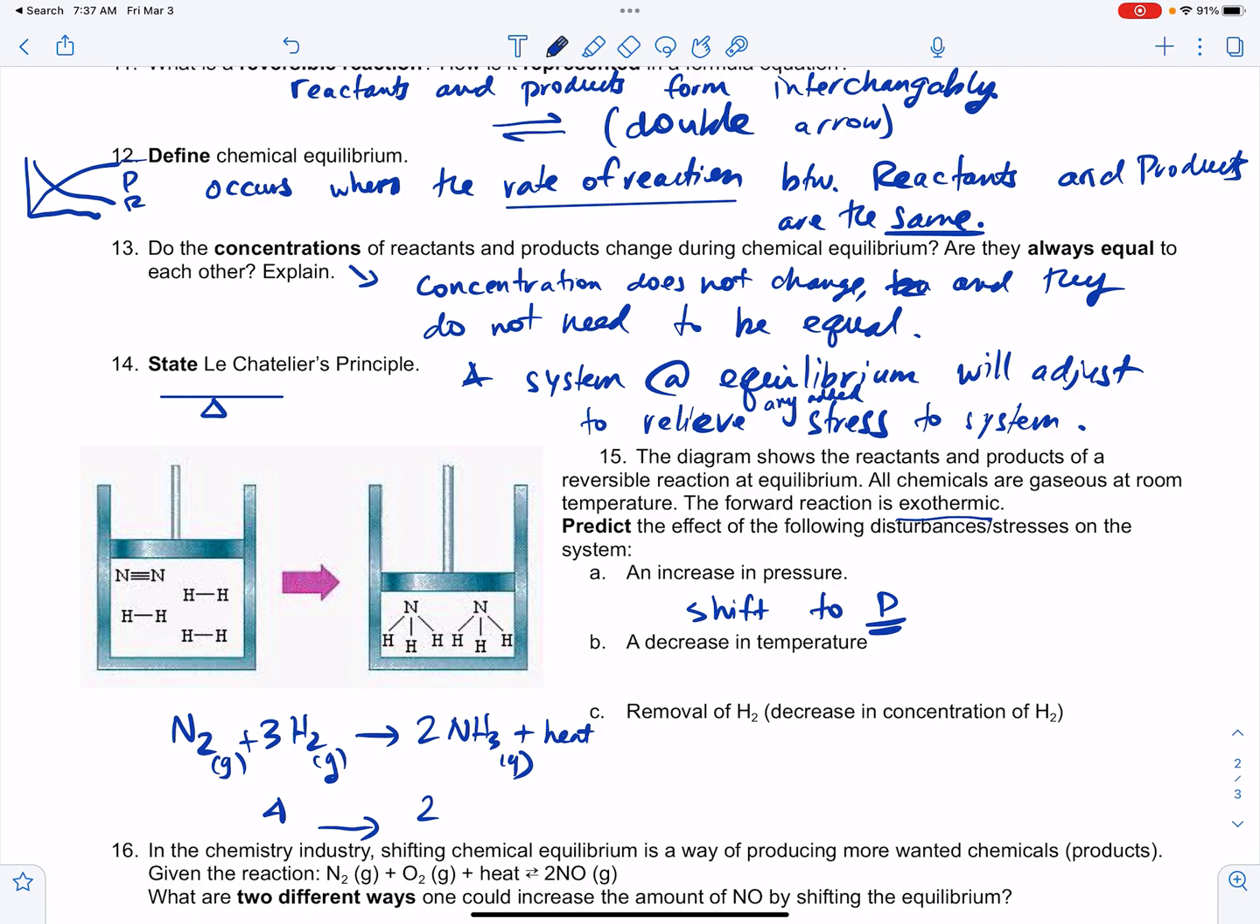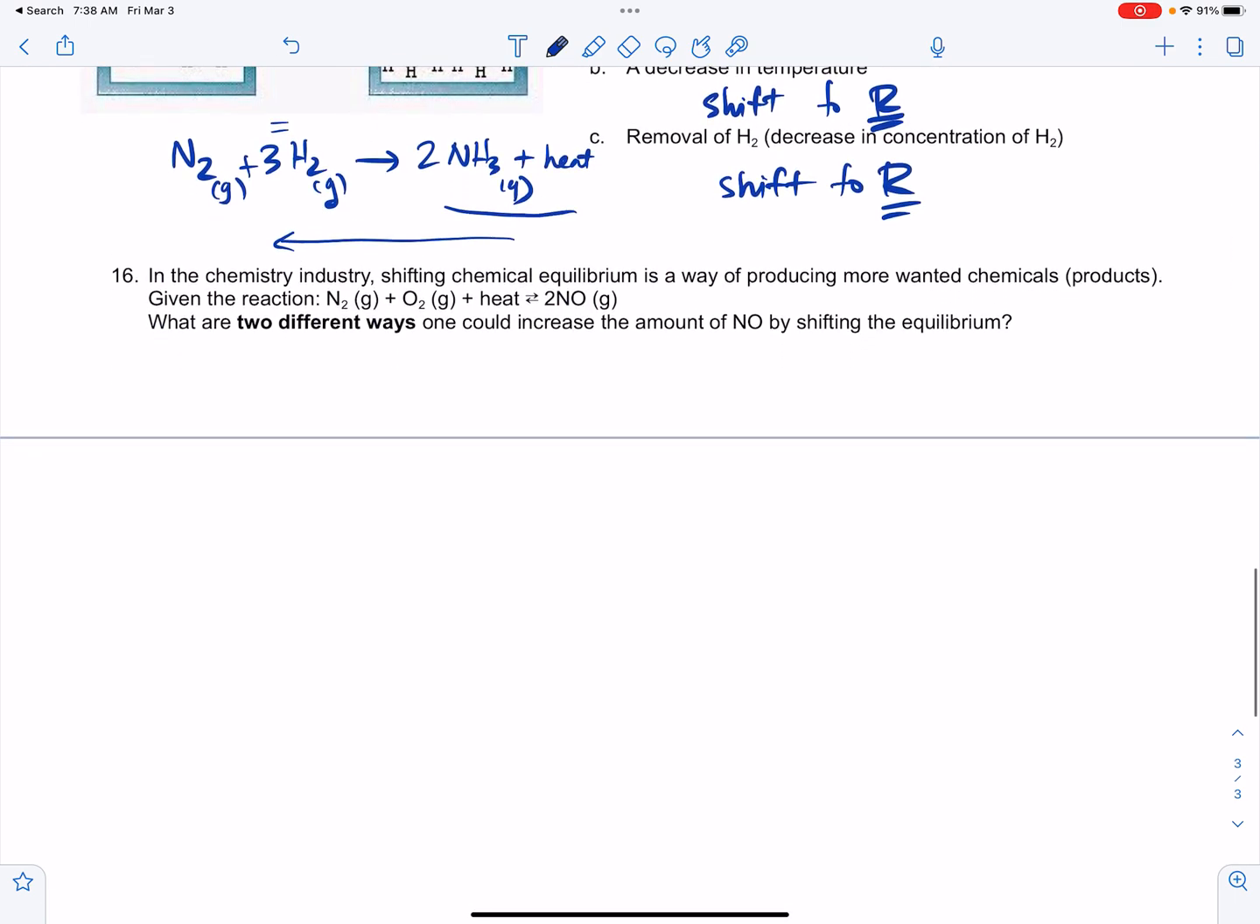If I increase the temperature, it's going to be warmer over here, and move it to the left to decrease it. So it's going to shift to reactants. Okay. If I decrease the concentration of H2, that means I have less of this side, so I'm also going to shift to the reactant side to restore the amount of H2. Okay? All right.